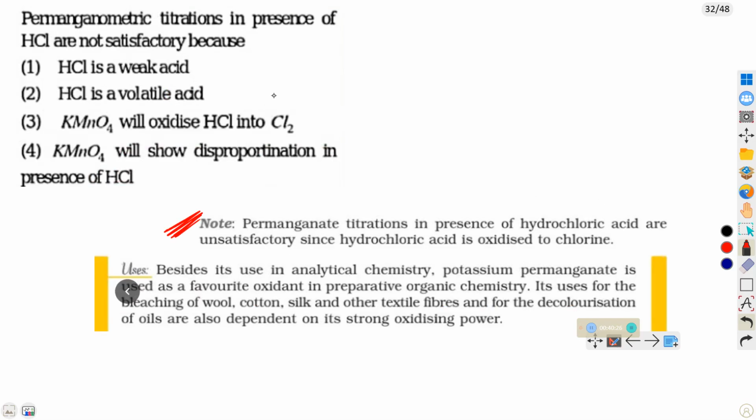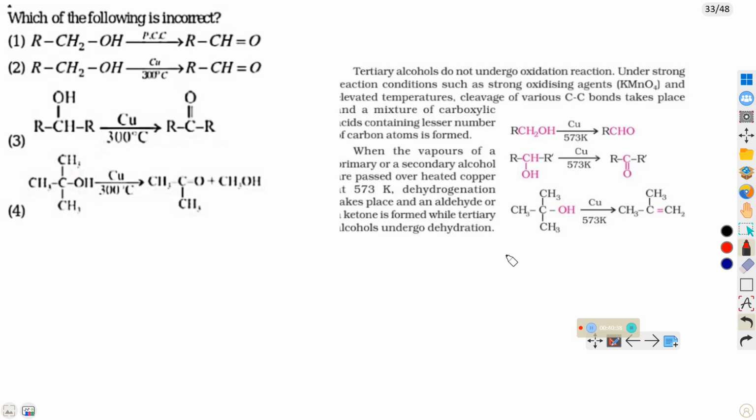Permanganate titrations in the presence of HCl are not satisfactory because HCl is oxidized into chlorine. Which of the following is incorrect? If the alcohol is a 3-degree alcohol, the product is an alkene. So that's the reason this is incorrect. Here a ketone is given. Ketone is not possible. Alkene is possible.